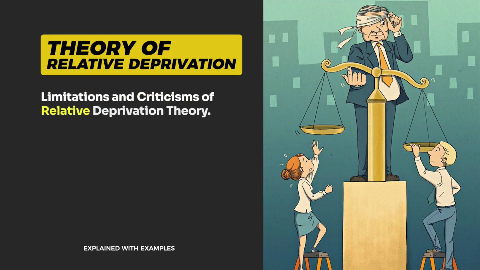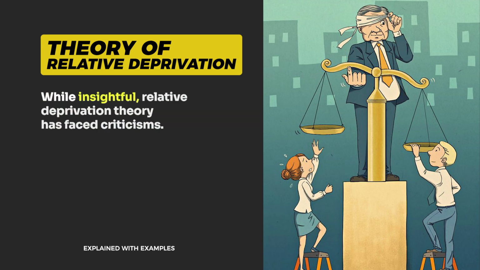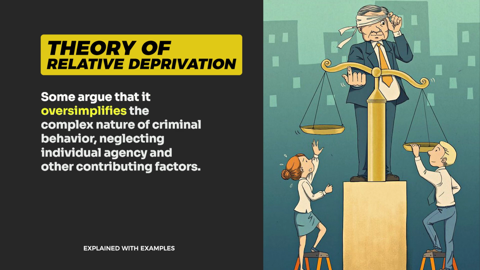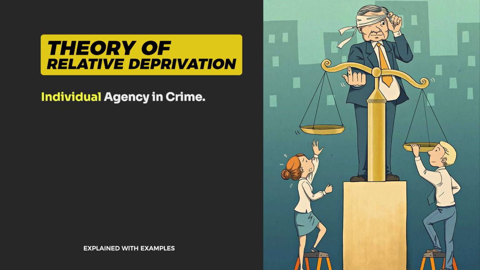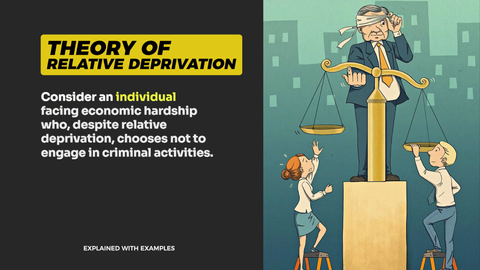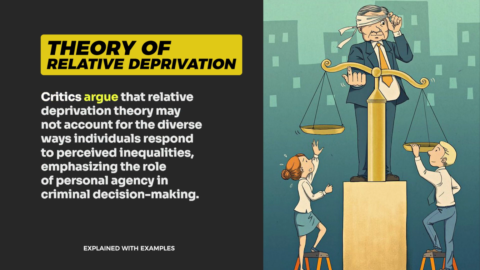Limitations and criticisms of relative deprivation theory. While insightful, relative deprivation theory has faced criticisms. Some argue that it oversimplifies the complex nature of criminal behavior, neglecting individual agency and other contributing factors. Example: individual agency in crime. Consider an individual facing economic hardship who, despite relative deprivation, chooses not to engage in criminal activities. Critics argue that relative deprivation theory may not account for the diverse ways individuals respond to perceived inequalities, emphasizing the role of personal agency in criminal decision-making.